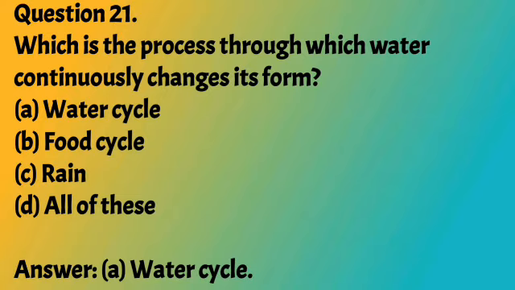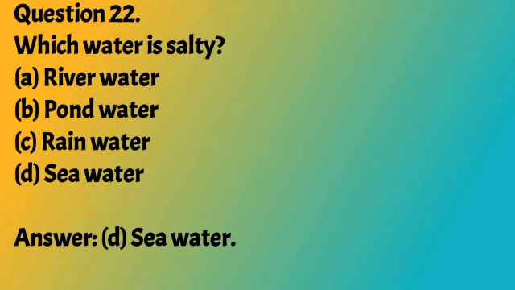Question 21. Which is the process through which water continuously changes its form? A. Water cycle. B. Food cycle. C. Rain. D. All of these. Answer A. Water cycle.